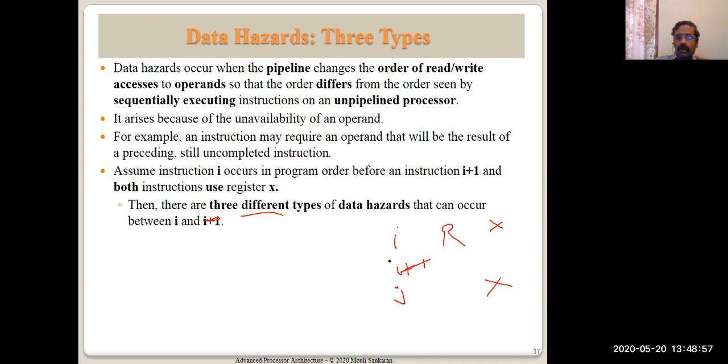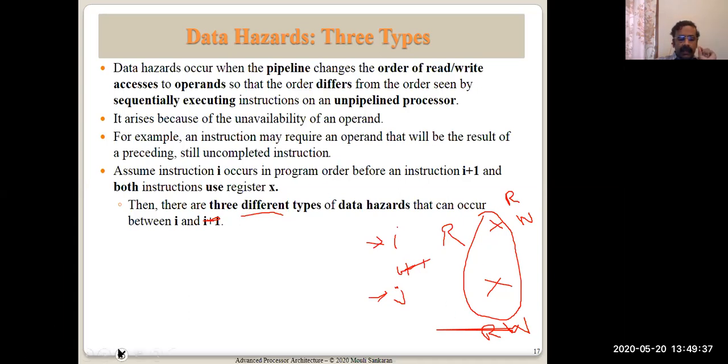Now, I is coming first, J is coming next. Between these two instructions there are so many combinations. Instruction I may need X for either a read purpose or a write purpose. Similarly, instruction J may want to access the register X for a read purpose or a write purpose. Now, can you tell me a combination which does not cause a hazard?